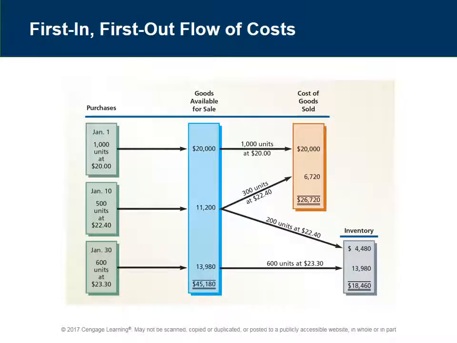Here we go again with FIFO. 1,000 units here, 500 here in this layer, 600 in this layer. These are our purchases. That means that we have a total of 45,000. We sold 1,300, and the 800 that we have left, the cost is here. This is cost of goods sold, and this is the cost of ending inventory.